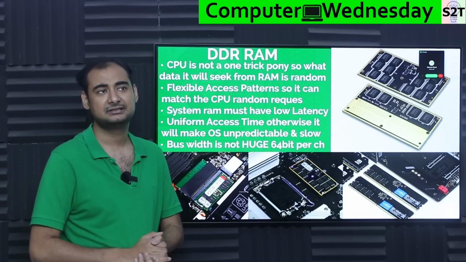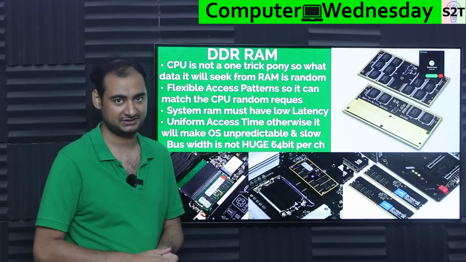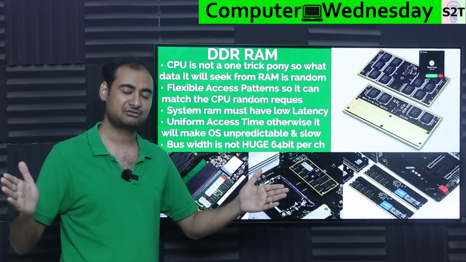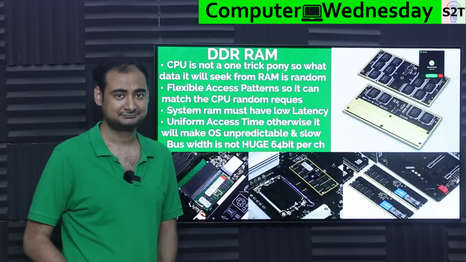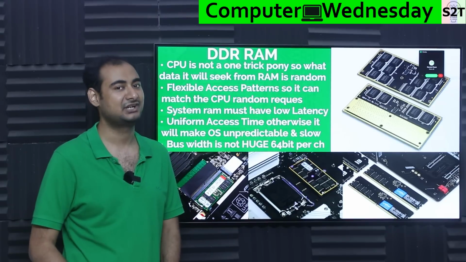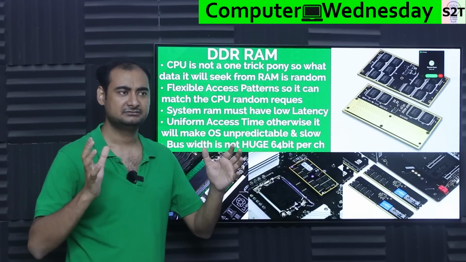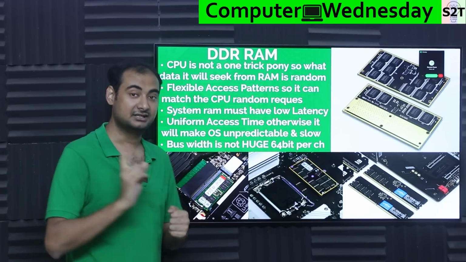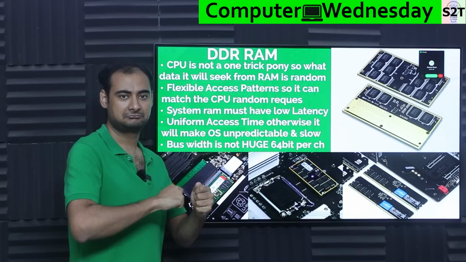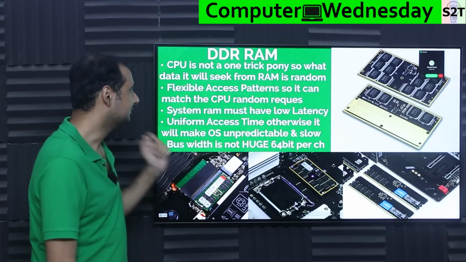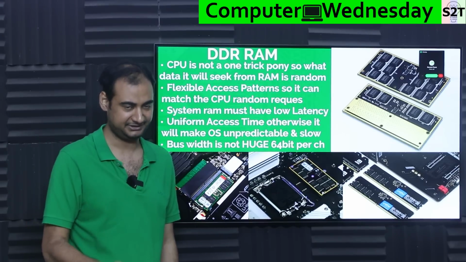And bus width, ironically, it does not need huge bus width. You may think because it requires random access, it requires a giant pipeline. No, it requires low latency, but does not require a giant pipeline. How fat your pipeline is, it's very, very narrow in comparison, but it does have low latency, meaning it will be very fast. So this is DDR RAM's requirement.